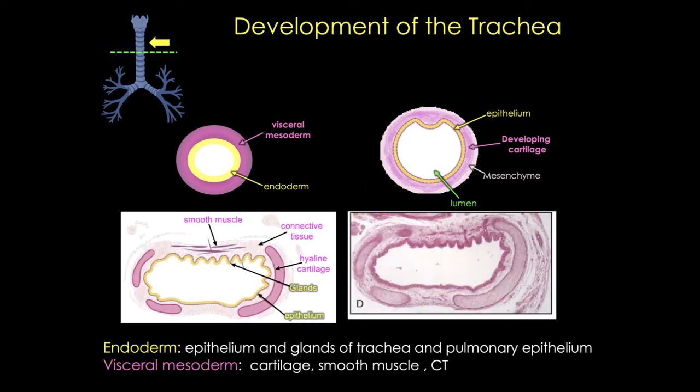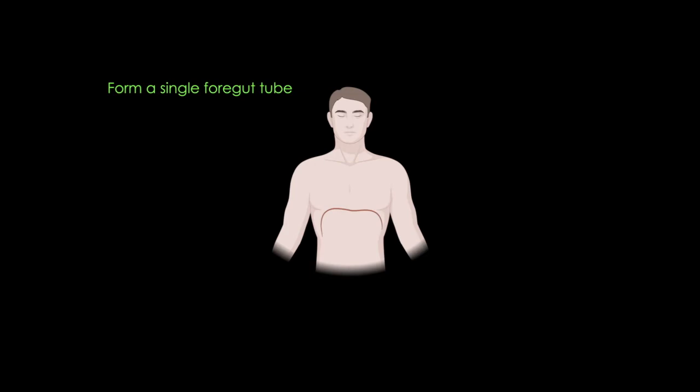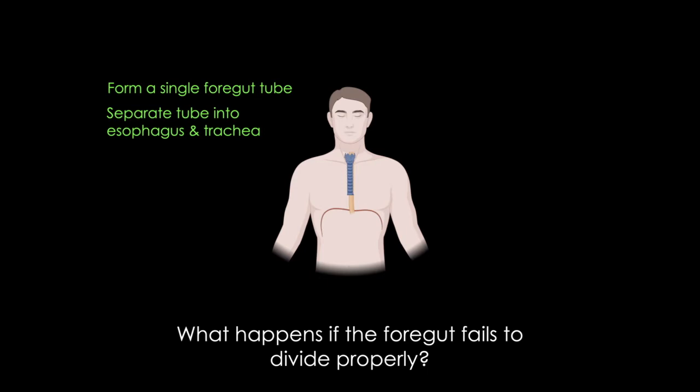Now here on the left, you see a cross-section showing those endodermal and mesodermal derivatives in the adult trachea and the actual cross-section on the right. Now I want to recap where we are. So now we've formed a single gut tube and divided it into the esophagus and the trachea. But what happens if the foregut fails to divide properly? In other words, what happens if the esophagus and the trachea fail to separate in the first place?